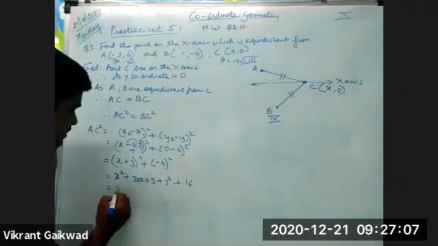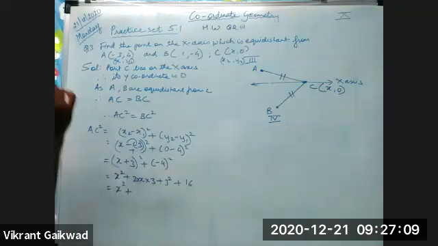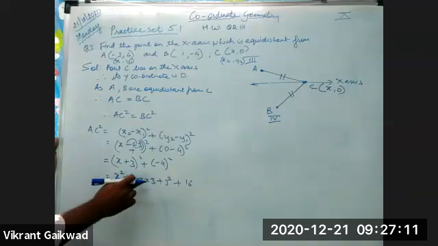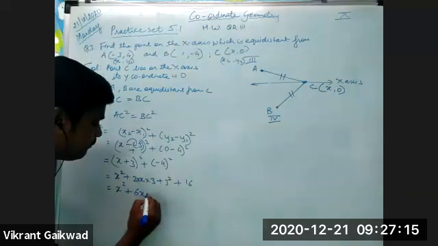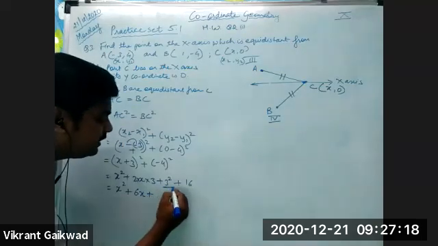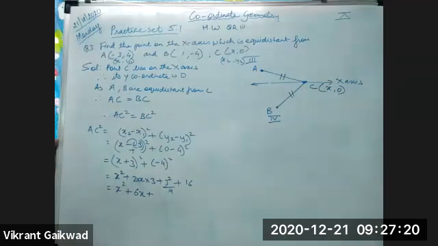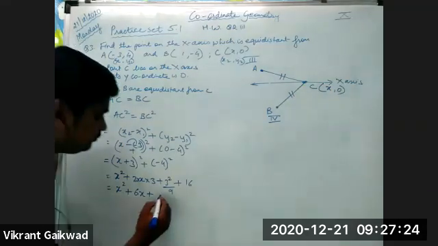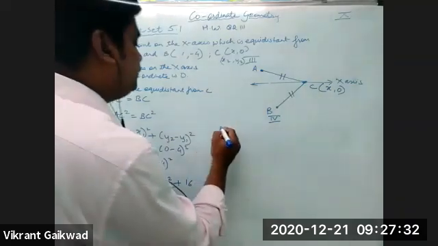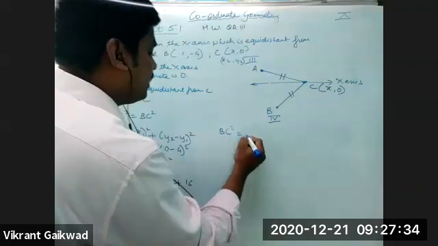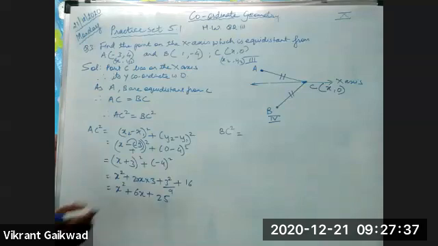You get this as x square plus 2 into x into 3, that is 6x, plus 3 square is 9, and 9 plus 16 you'll get as 25. Okay. Now this is the value of AC square. Now we'll go to BC square.